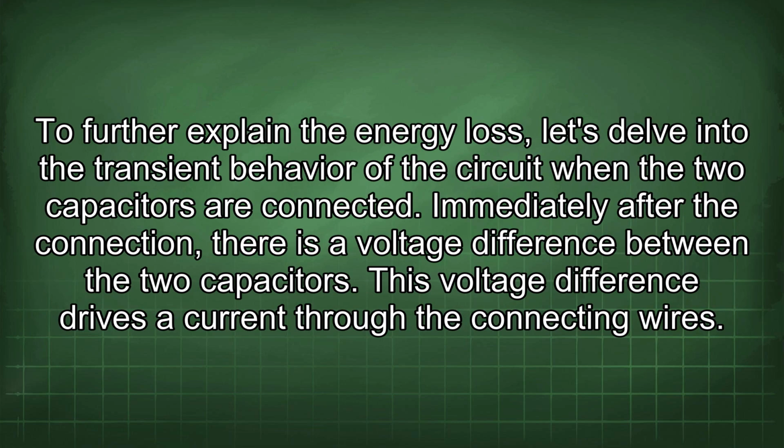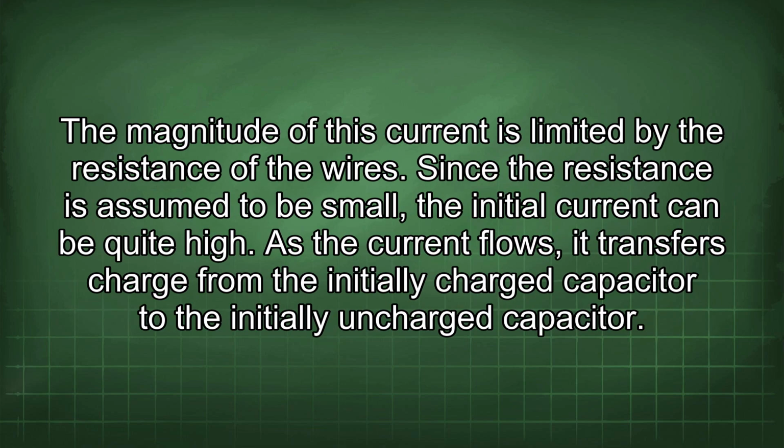To further explain the energy loss, let's delve into the transient behavior of the circuit when the two capacitors are connected. Immediately after the connection, there is a voltage difference between the two capacitors. This voltage difference drives a current through the connecting wires. The magnitude of this current is limited by the resistance of the wires. Since the resistance is assumed to be small, the initial current can be quite high.